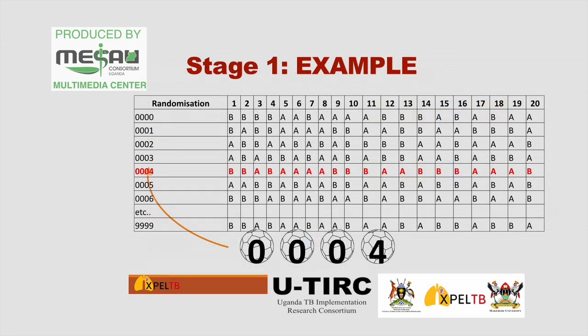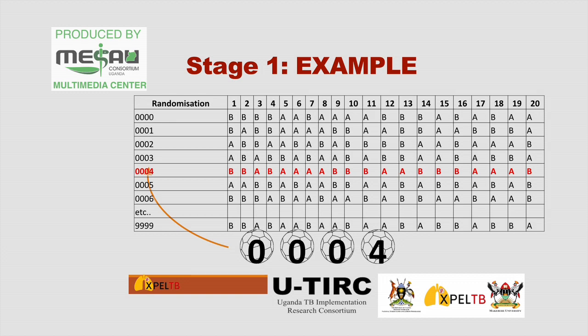Let me give you an example. This is just an example, purely for illustration. Suppose that the number that came up when those four representatives selected a ball each was 0004. This is purely an example. We'll look at the Excel spreadsheet and we'll read off the row representing that number. It's a little bit difficult to see, but you should see the same pattern of A's and B's representing that randomization number of 0004.